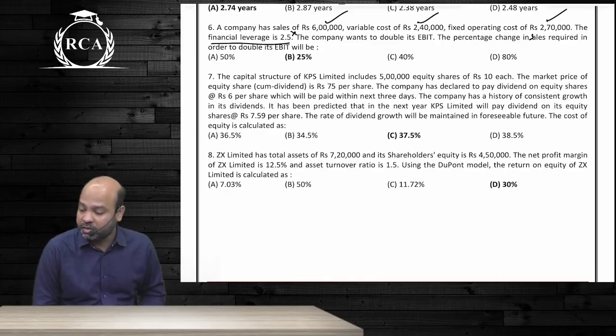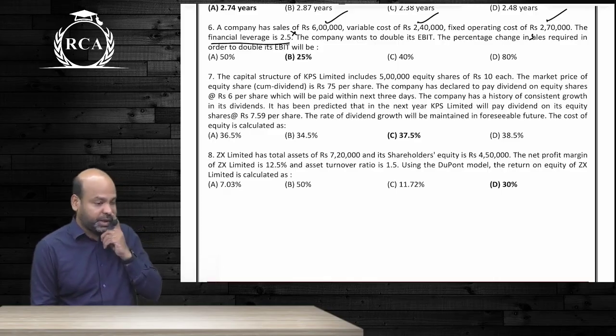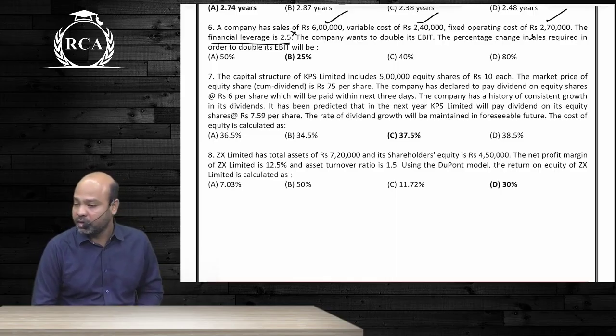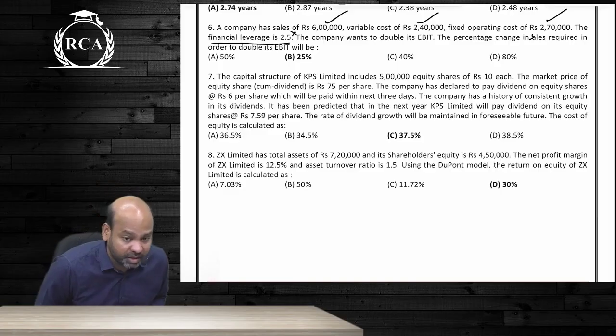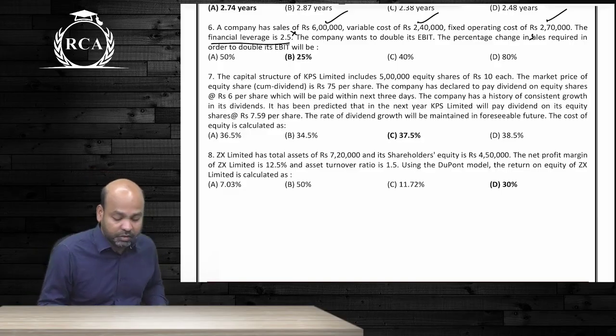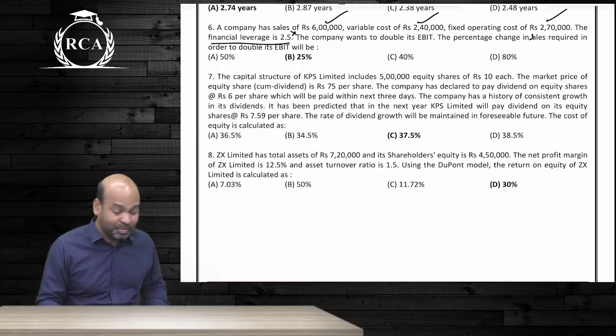You have to first convert that cum dividend price into ex dividend price, guys. From 75 rupees, you will have to deduct an amount of 6 rupees. D0 है बेटा 6 rupees, D1 नहीं है. It is the amount of dividend that is payable immediately. So if you remove 6 rupees from 75, guys, P0 will be considered as 69 rupees.